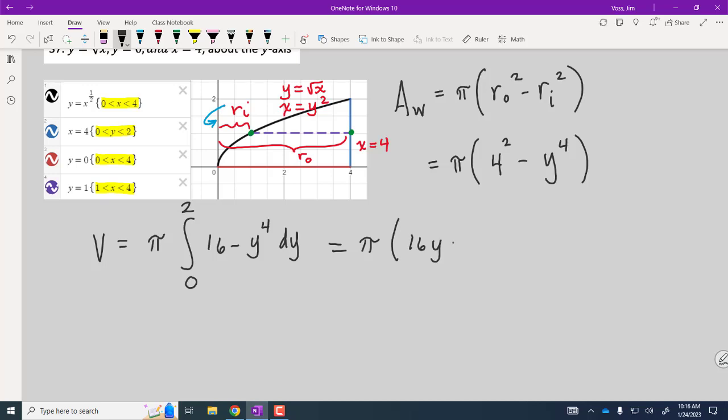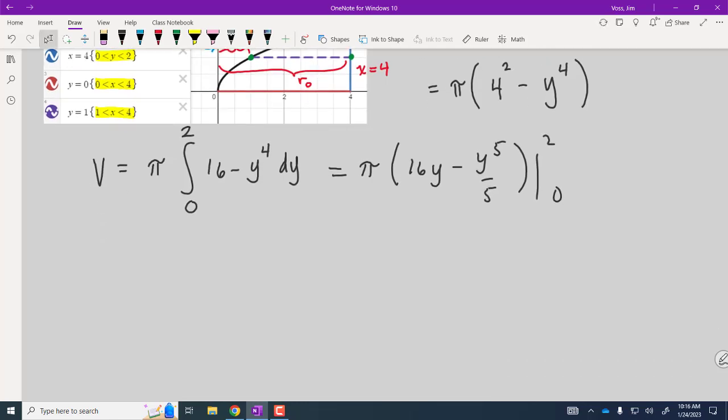So then we can integrate this very simply using the power rule. Power rule makes us happy. And plugging in the 2 is the important limit of integration there.